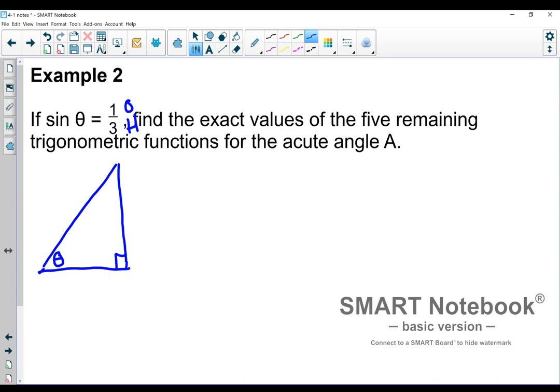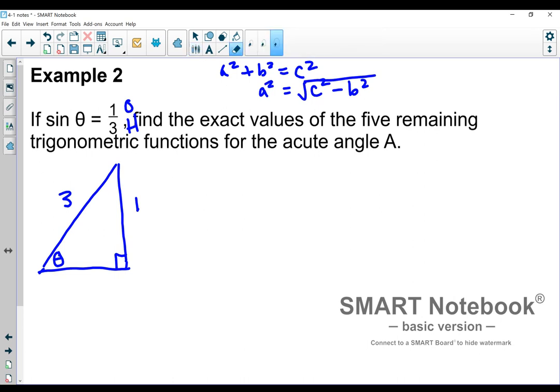And so my hypotenuse is always across from my right angle. So the opposite leg would be over here. That's going to be 1. And my hypotenuse is going to be 3. And now I need to figure out the third side. So let's think about that Pythagorean theorem. If I have a squared plus b squared equals c squared, and I am solving for a leg, that means I am solving for, let's pretend, a. So that would mean a squared would equal c squared minus b squared. Or sorry, a would equal the square root of c squared minus b squared.